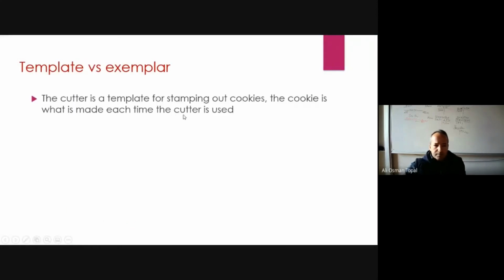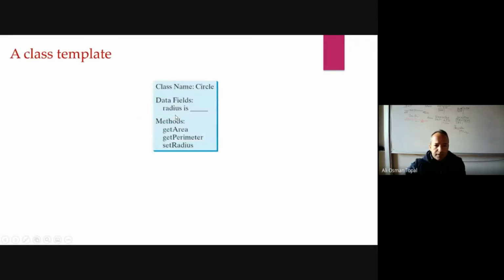Template versus exemplar, we explained this one. A class template. So this is UML. First, the class name, Circle. Data fields, what I need: radius. Then methods, what methods can I use for the circle? I can get area, get perimeter, get radius, set radius. We can increase here.